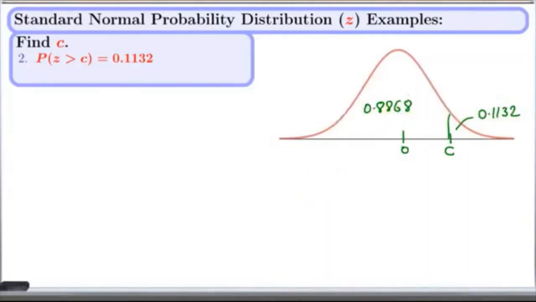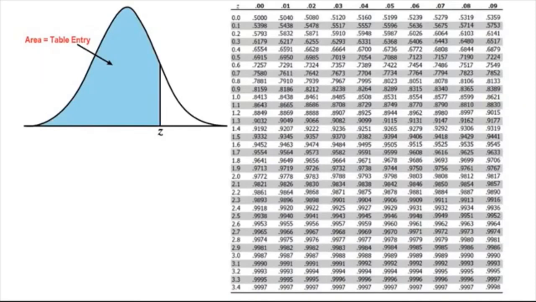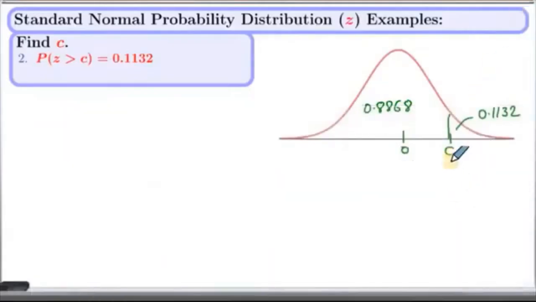So let me pull up my table here. So we look for 0.8868 among this tiny number. If you can't find the exact number 0.8868 here, then we look at the closest number. So here in this case it is 0.8869. So that means corresponding z-score is 1.21. Therefore, the value of C is 1.21. So let me put that down on our diagram here. This is 1.21.